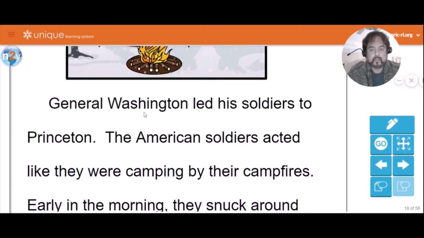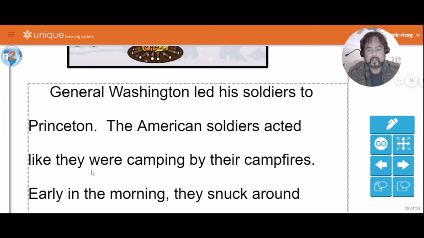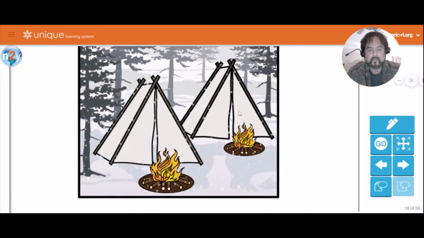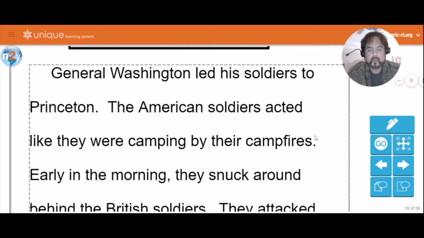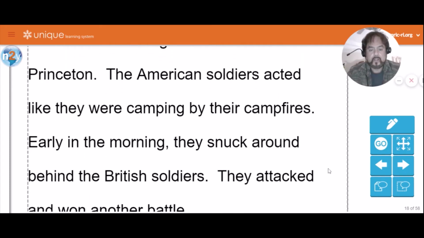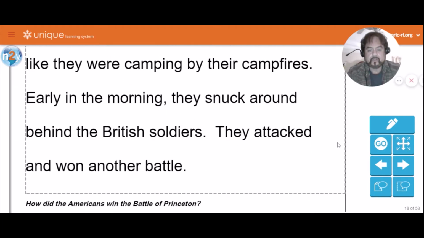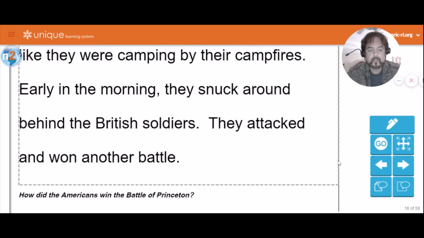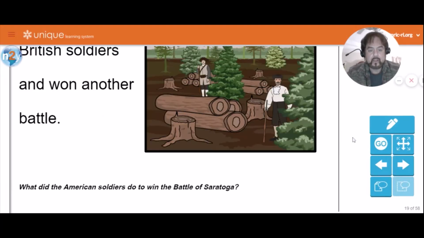General Washington, as he was called then, led his soldiers to Princeton, which was in New Jersey. The American soldiers acted like they were camping by their campfires. Okay, so here are the tents. They're camping by their campfires. Early in the morning, the American soldiers snuck around behind the British soldiers. They attacked and won another battle. Very sneaky.